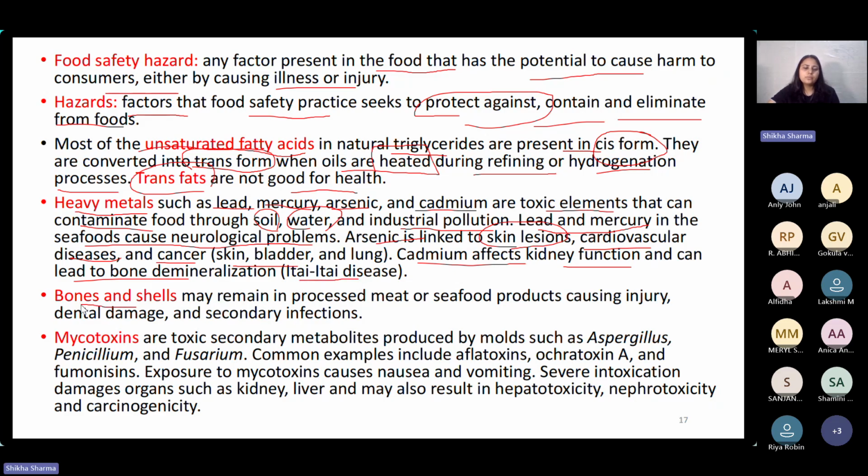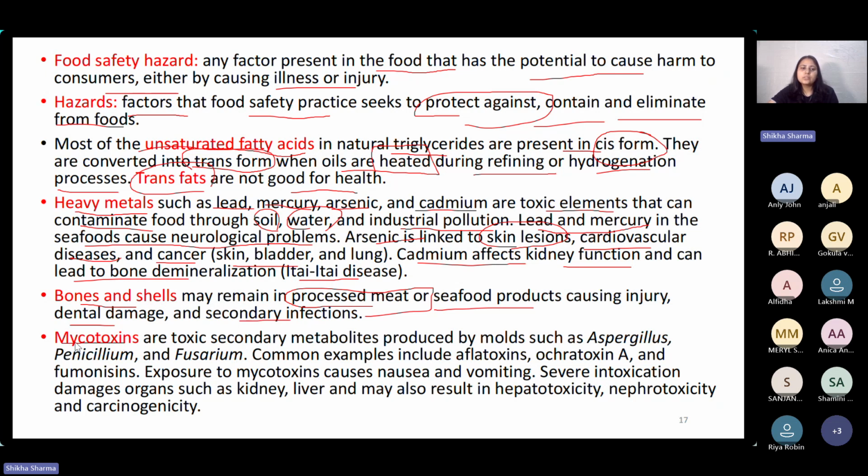Then bones and shells, if they come into the food because they remain in processed meats or seafood products, can cause injury, dental damage, and secondary infections, and they come under the physical hazards.